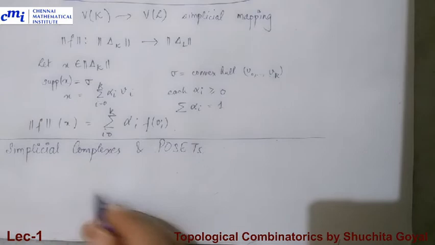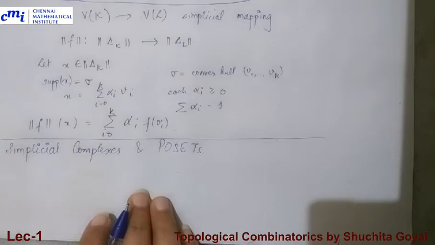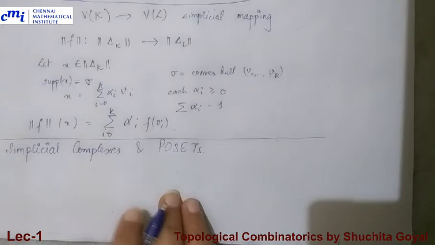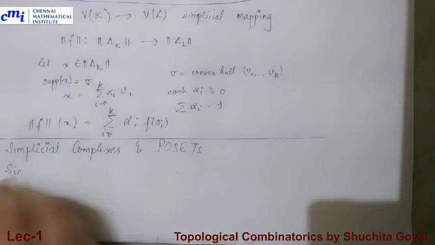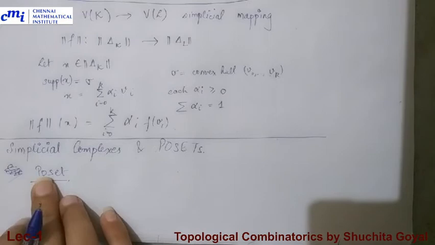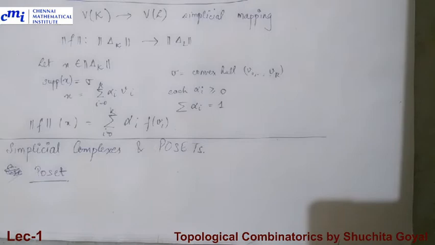If you have a simplicial complex, let me start from one direction and then we see the other side. Or let's start from the poset first. If I have a poset, which means a partially ordered set, which means there is a partial order on the elements of this particular set, you look at the ordered chains in this.